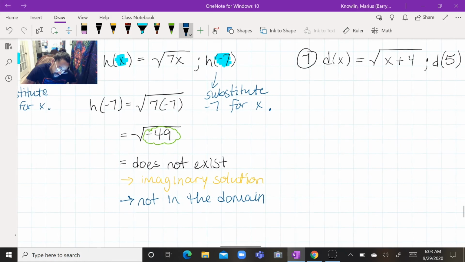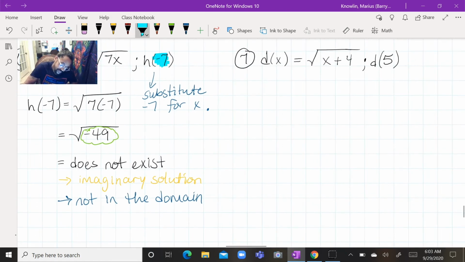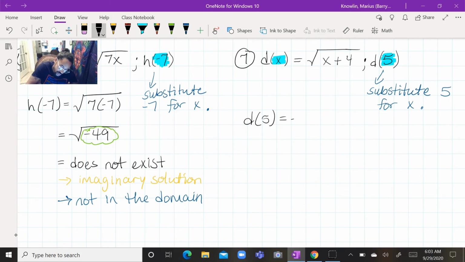Alright? Let's take a look at number 7. Number 7, they're asking us to substitute positive 5 for x. So they want us to substitute positive 5 for x. So let's go ahead and take a look at what that looks like. So d of 5 equals the square root of 5 plus 4. When we evaluate that, we're going to end up with the square root of 9, and we know that the square root of 9 is equal to positive 3.